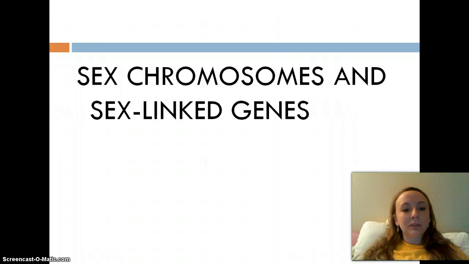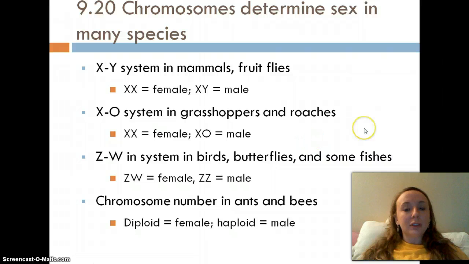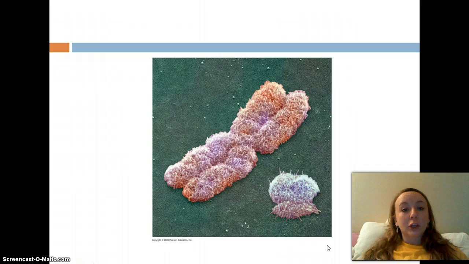So, sex chromosomes and sex-linked genes. These are always really fun to learn about. Chromosomes determine sex in many species. We talked about this with humans: XX for humans is female and XY is male. We also talked about how the male determines the sex of the baby. The XY system in mammals and fruit flies is different in grasshoppers and cockroaches, such as XX and XO. For birds, butterflies, and fishes, they use Z and W, but we're just going to talk about humans.